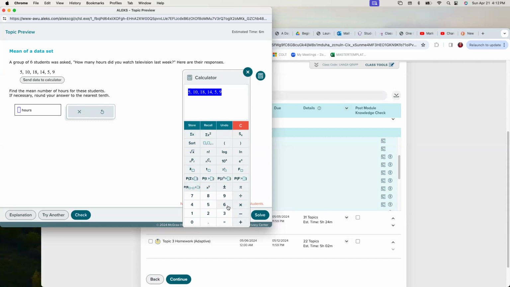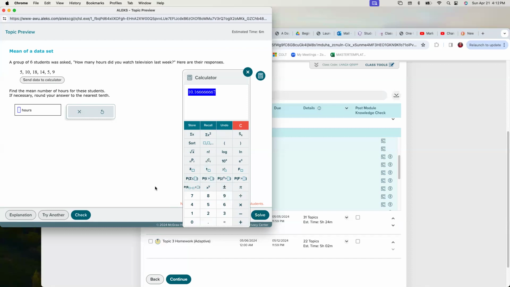I could have just typed them all in using the plus sign here, but this is probably the easiest way of doing it. We click that button, and notice how it says it's going to add all those up. We hit equals, and it finds 61. Then I can hit my division button and divide by 6. And there you have it.